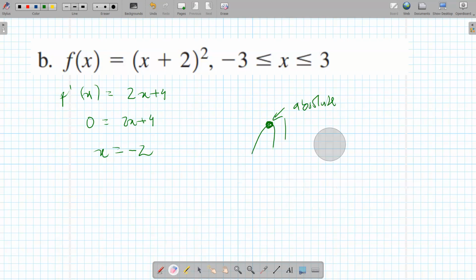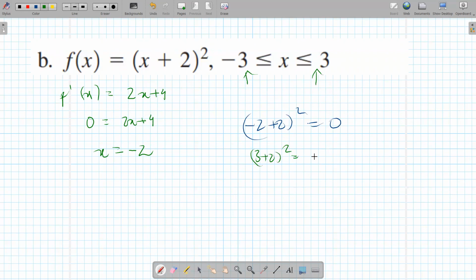But what if you don't know what the graph looks like? When you plug -2 in there, you get a 0. And you want to plug any other number in the interval in there. Now I'm going to plug 3 in there. So 3 plus 2 squared, that's 25. Notice how 0 is less than 25? It must be a minimum. So you use a test point.